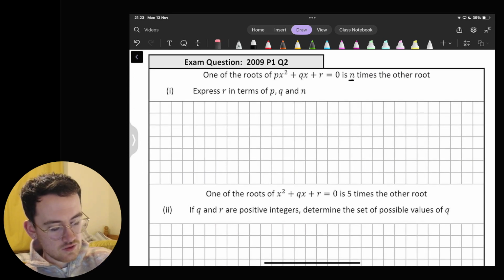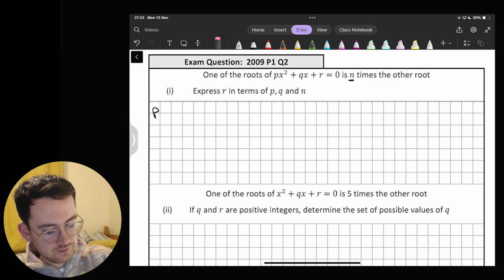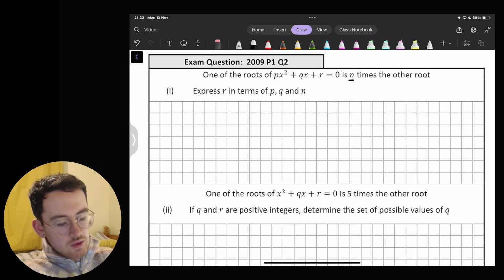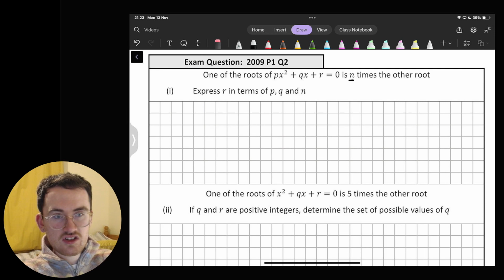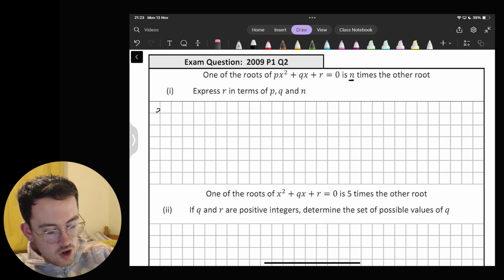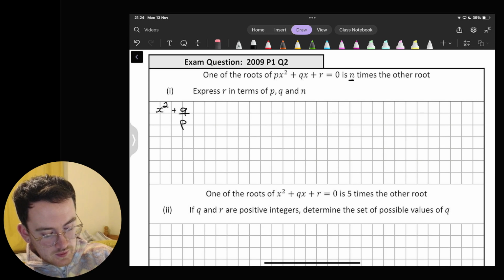So what I'm going to do here first of all is factor out p. Because it's all equal to 0, I can simply divide across by p, remembering that because p is a coefficient, it is just a number. We don't know what it is, but it is just a number.